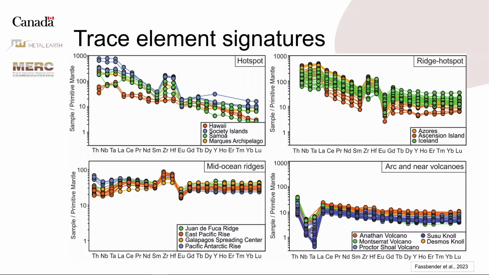Then we have samples from mid-ocean ridges, which have a flat REE pattern. They do have a negative europium anomaly, and they lack, or have very weak, negative niobium tantalum anomalies. And fourth, our last end member here, are samples from arc and near arc volcanoes, which have strong negative niobium tantalum anomalies, mostly flat REE patterns, and they basically lack a negative europium anomaly.